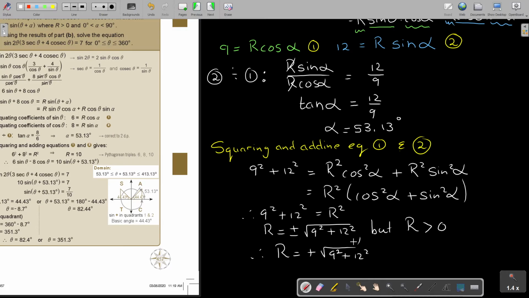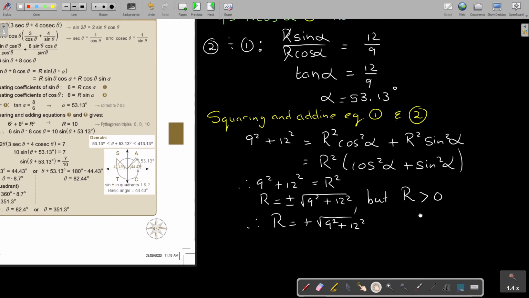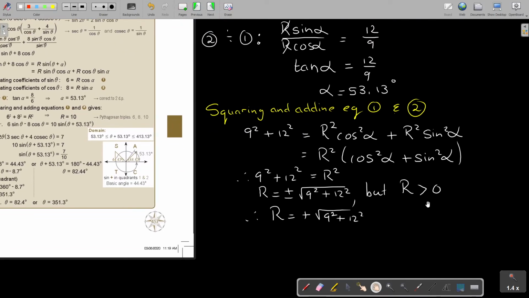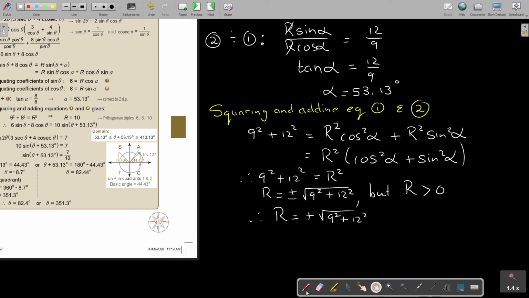And then if I'm pressing that on the, what is this? 9 squared. So it's 9 squared plus 12 squared. It's 225. And that is going to be, if I take the square root, it's 15. Okay. So now I have R. And now I can go on.